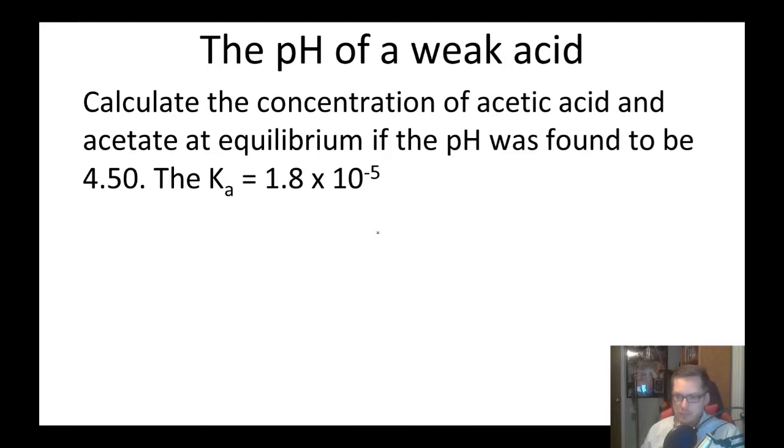Now it says calculate the concentration of acetic acid and acetate at equilibrium if the pH was found to be 4.50. And it says the Ka is 1.8 times 10 to the minus fifth. So we're going to use a new tool called an ICE table. ICE stands for initial, change, and equilibrium.